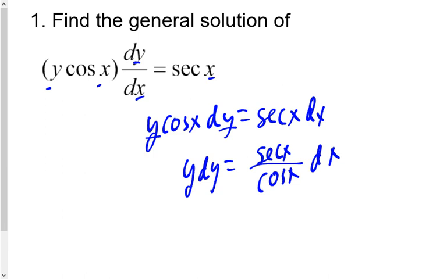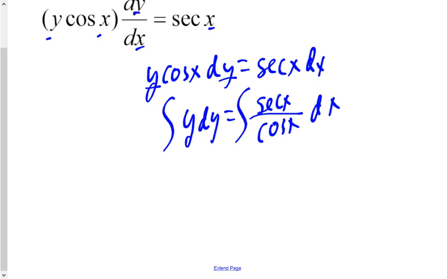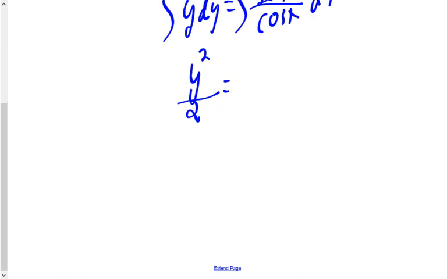So now I want to integrate. When I integrate that, that becomes y squared over 2. And when I look at that, I don't have secant as a derivative of cosine. Cosine is not the derivative of secant. None of them are integrals of each other. So what am I going to do? Well, before I integrate, I'm going to rewrite that. Secant is 1 over cosine.